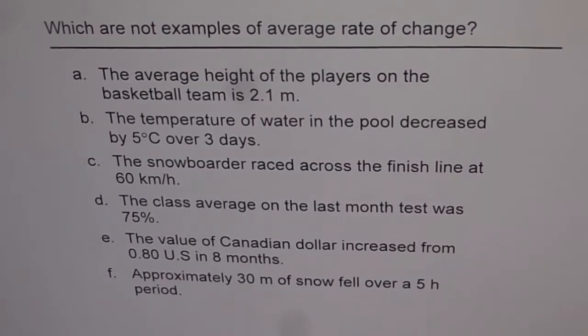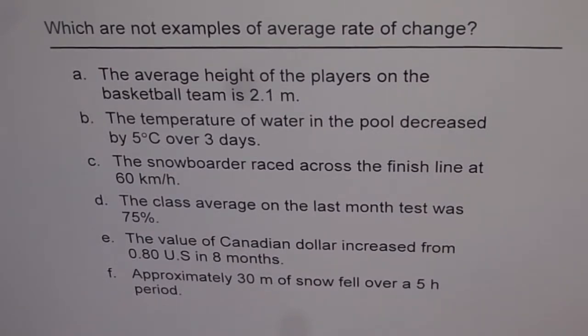And E is, the value of the Canadian dollar increased from 0.80 US in 8 months. And F is, approximately 30 meters of snow fell over a 5-hour period. Now, I'd like you to answer these questions and then look into my suggestion. This seems to be a very simple problem, but here you can make a lot of mistakes.